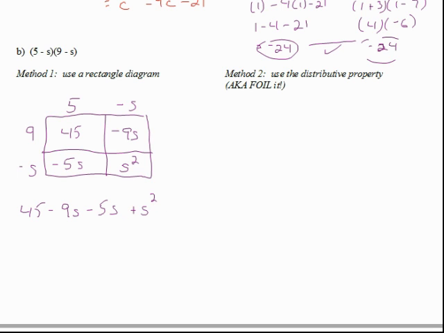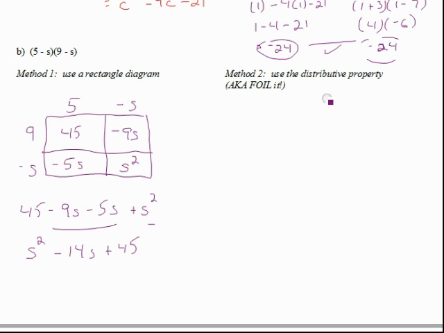Now the convention is that we write from the biggest exponent to the smallest exponent. So the convention is we would write this as s squared minus 14s, because I'm combining these terms together, plus 45. So there's my answer.